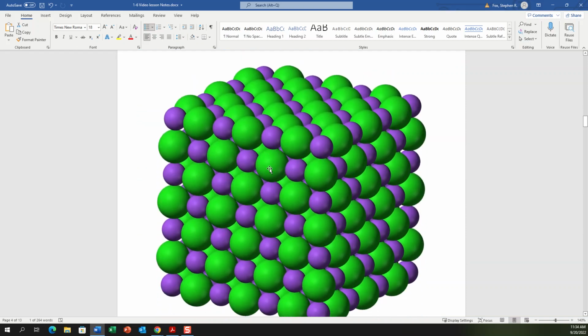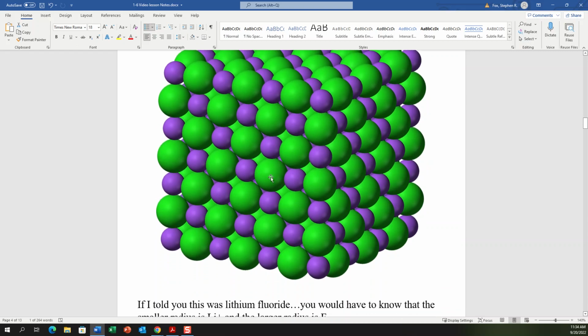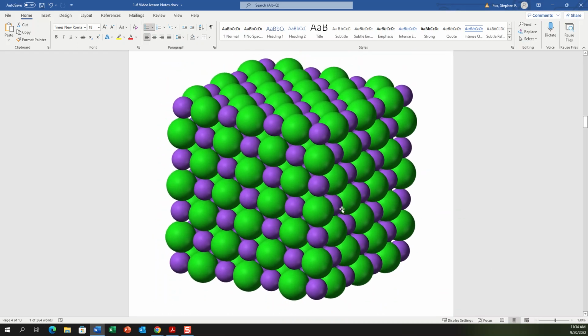Seeing this, I'd have to be given more information to know whether this is an alloy or an ionic compound. But let's say you were told it was lithium fluoride. Now, here's where you have to know the radius trend, and in this case, ionic radius trend. If this were lithium fluoride, you'd have to know that the green ones are the fluoride and the purple ones or the blue ones, whatever color you want to call that, are the lithium ions, because you should know that lithium 1+ is smaller than fluoride 1-.